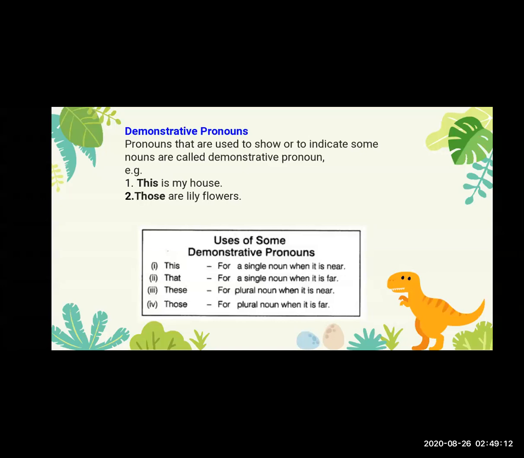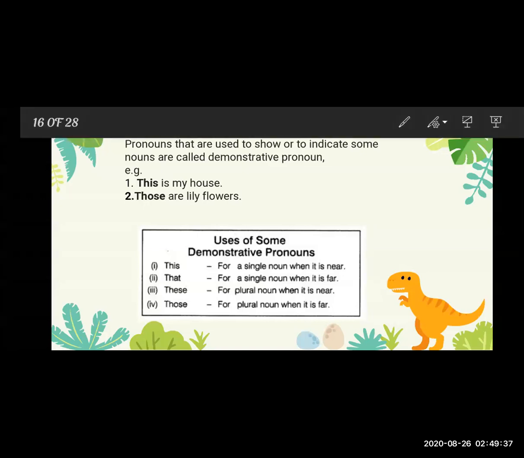The demonstrative pronouns are this, that, and in plural form these and those. Which ones? This, that, these and those. These are the demonstrative pronouns. So what is a demonstrative pronoun? Pronouns that are used to show or indicate some noun are called demonstrative pronouns. Let us see some examples over here.